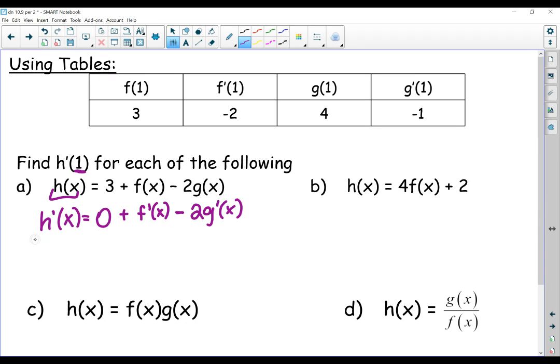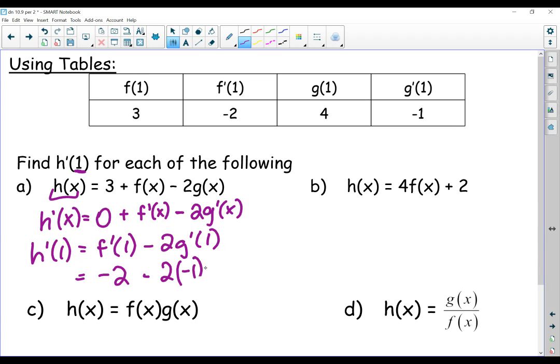So I'm just going to write the name in place of a rule or an algebraic expression. Now that I have the general form, I'm going to plug in 1. That's going to give me f prime of 1 minus 2 g prime of 1. And then I'm going to find that information on the table. So negative 2 is f prime of 1, minus 2 g prime of 1 is negative 1. Whoop, I end up with a slope of 0. Kind of nice.